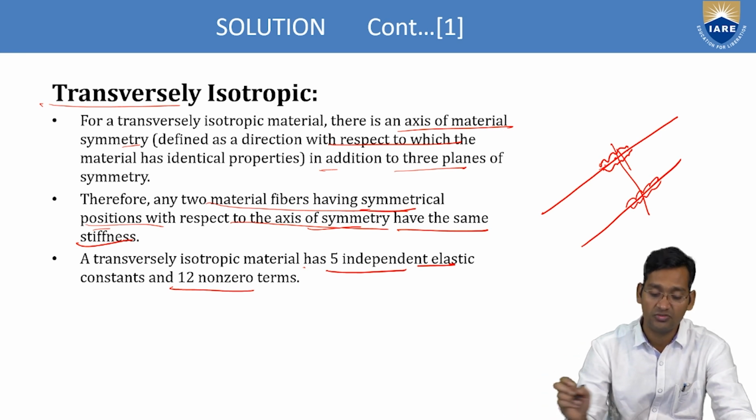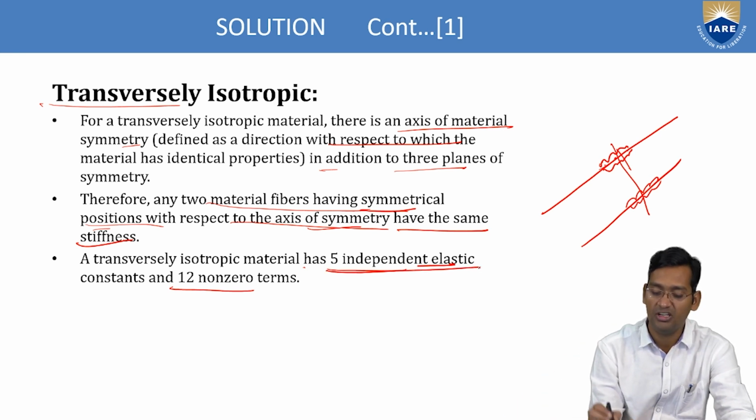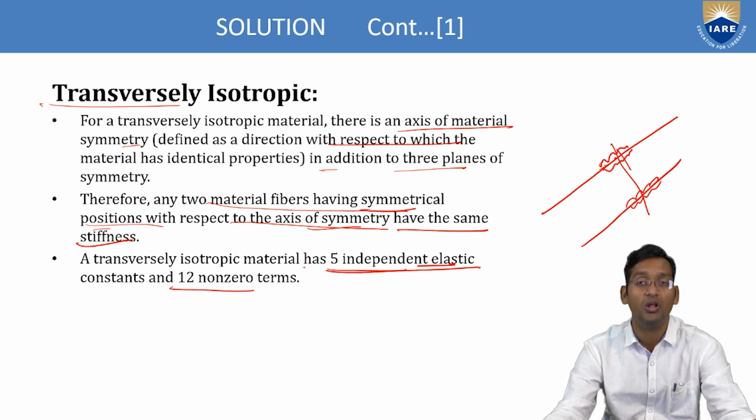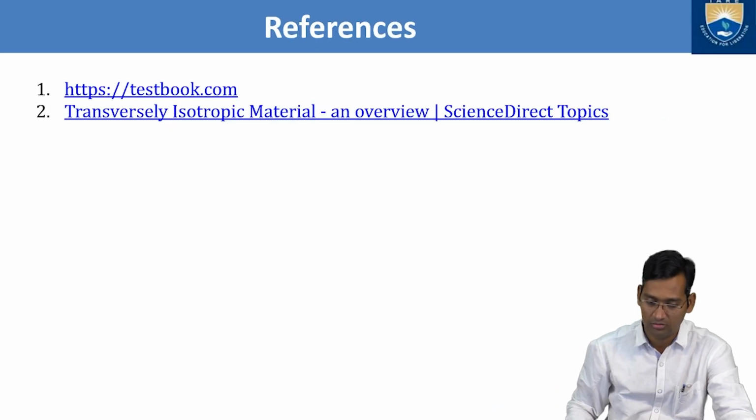Next, a transversely isotropic material has 5 independent elastic constants and 12 non-zero. So 12 non-zero means what? Then definitely some will be dependent. So 12 will be dependent, and only the 5 are independent elastic constants.